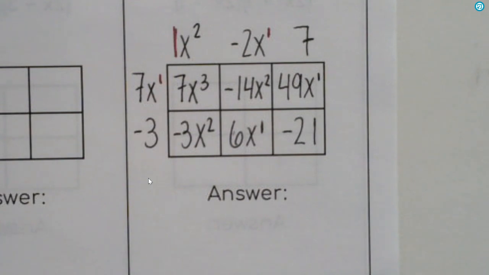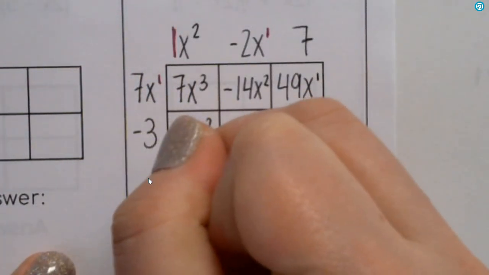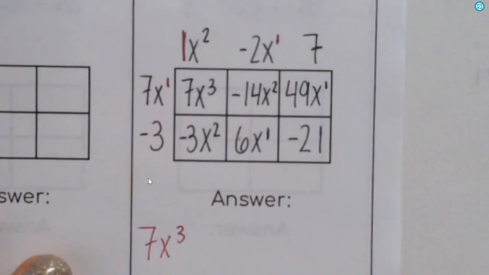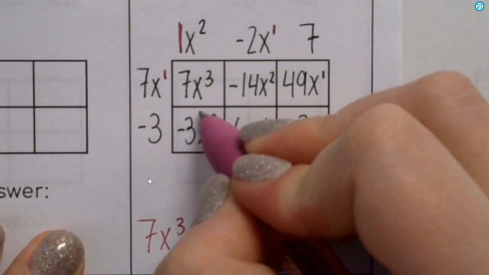Okay, so then this is the reason why I wanted to do this one extra example with you guys. When we go to combine like terms, what's my highest exponent? 7x to the third, because the highest exponent is to the third. We've got 7x to the third goes first. Then, what's my next highest exponent?